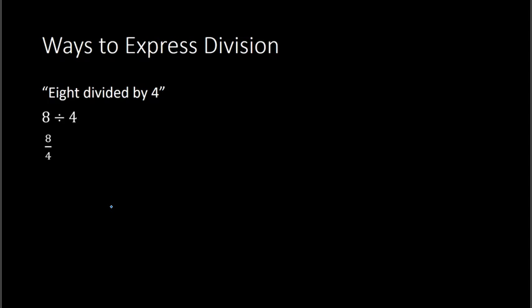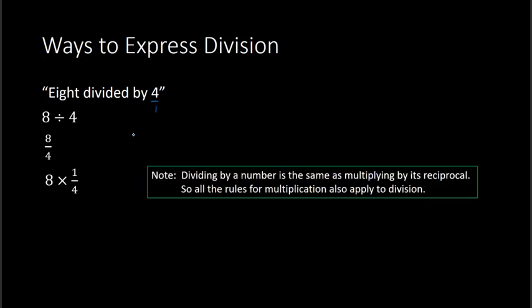Or the other way, which is maybe not as intuitive, but you can write this as 8 times 1 over 4. So even though it's a division problem, I can think of this as multiplication. So instead of dividing by 4 or 4 over 1, same thing, right? 4 divided by 1 is 4. I can multiply by the reciprocal, which would be, instead of 4 over 1, it would be 1 over 4. So dividing is simply the same as multiplying by the reciprocal.